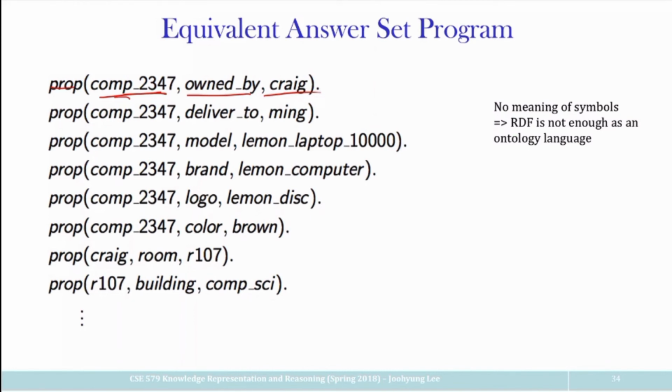Now, one thing to note here is there's actually no meaning of these symbols. You just write anything here, deliver to model. But what is the meaning of deliver to? What is actually brand, logo? What is the meaning of color? There's nothing in RDF. RDF itself is just a structure. It doesn't give any meaning. And it is okay because that was supposed to be the goal of RDF. It's not an ontology language.